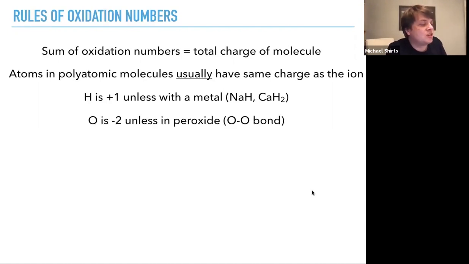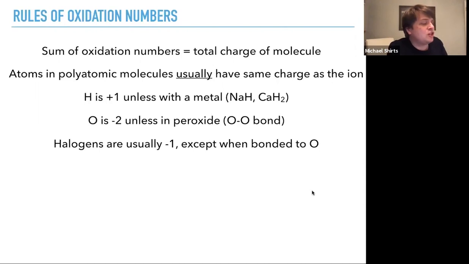In those cases, it's -1. The metal overrides what the hydrogen usually has. Usually hydrogen wants to give it up, but to a metal, it'll accept one. Oxygen is -2 unless it's in a bond with itself, and then it can't give away that many electrons, so it will only have a -1 in those circumstances. But usually it's -2. Halogens are usually -1, except when bonded to oxygen, as in something like a perchlorate. But if they're bonded to a carbon or nitrogen, they're going to have a -1.